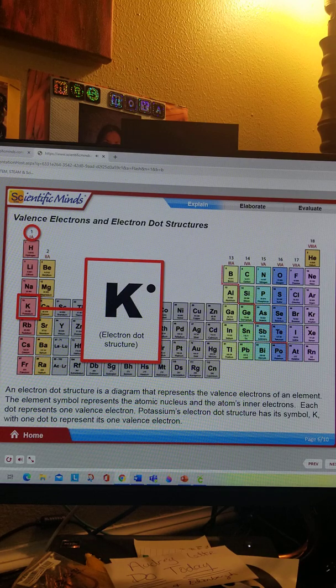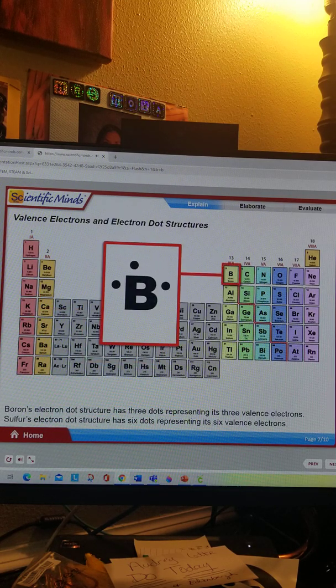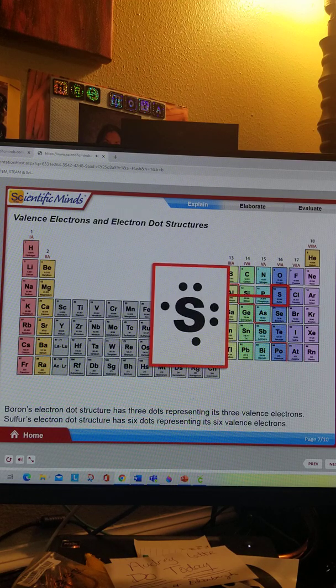An electron dot structure is a diagram that represents the valence electrons of an element. The element symbol represents the atomic nucleus and the atom's inner electrons. Each dot represents 1 valence electron. Potassium's electron dot structure has its symbol, K, with 1 dot to represent its 1 valence electron. Boron's electron dot structure has 3 dots, representing its 3 valence electrons. Sulfur's electron dot structure has 6 dots, representing its 6 valence electrons.